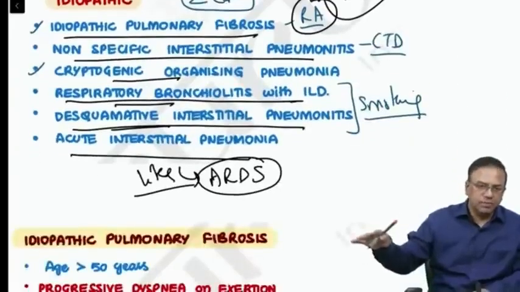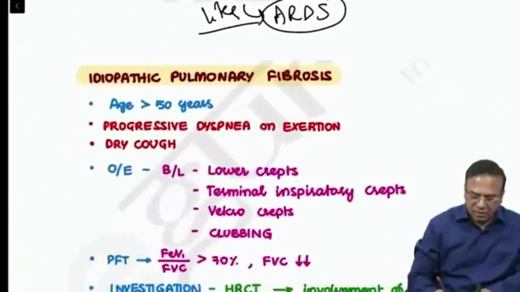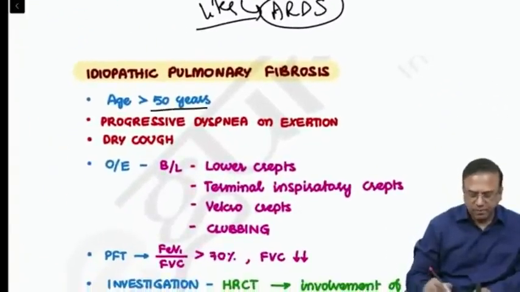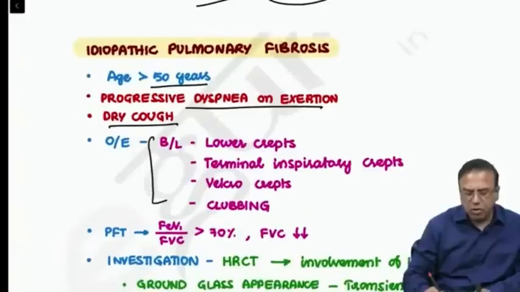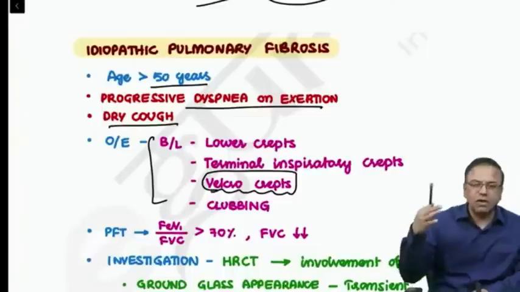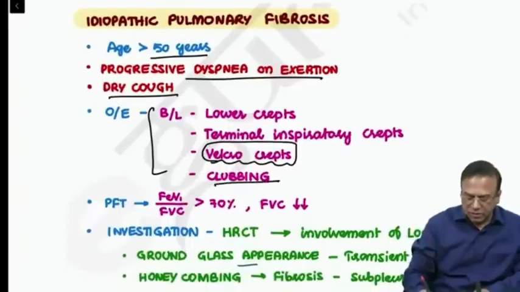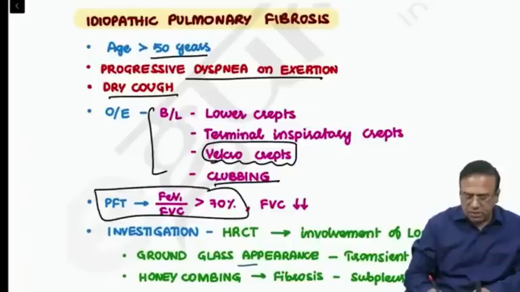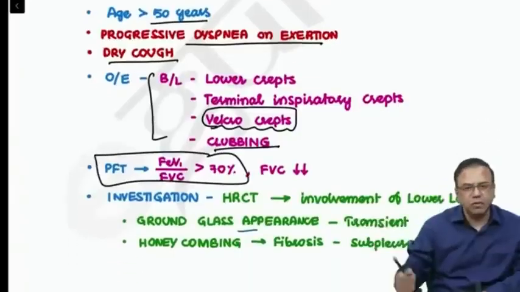So let's go through them. When you look at IPF, typically the patient is an old patient, above 50. Progressive dyspnea and cough. Usually involves the lower lobe. And they have a special type of crepitation known as Velcro crepitation which you can auscultate. Inspiratory crepitation that sounds like Velcro. Clubbing is a feature. Being a restrictive disease, the FEV1/FVC ratio will be high but FVC will be low.